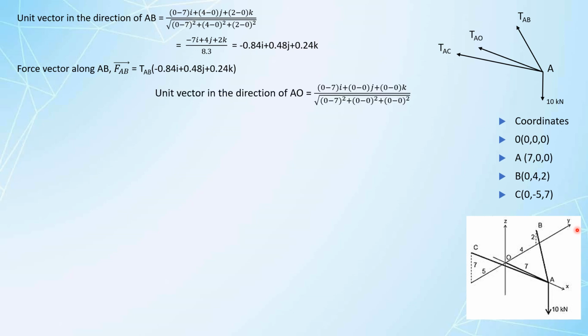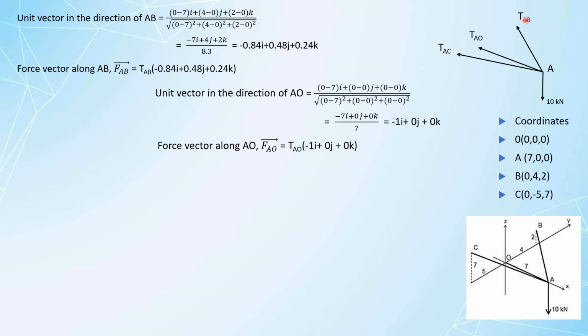Now we'll take the second force, that is TAO. So what is the unit vector in the direction of TAO or AO? It is the coordinate of O minus A. It is from A to O. So it is O minus A. So this is what is written over here. 0 minus 7, 0 minus 0, and 0 minus 0. So this is the unit vector in the direction of AO. Now, what is the force vector in the direction of AO? It is FAO, and the magnitude is taken as TAO. So TAO into this unit vector.